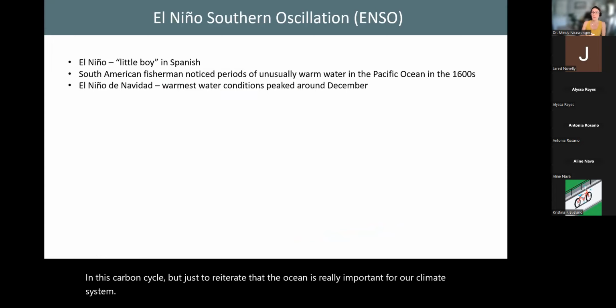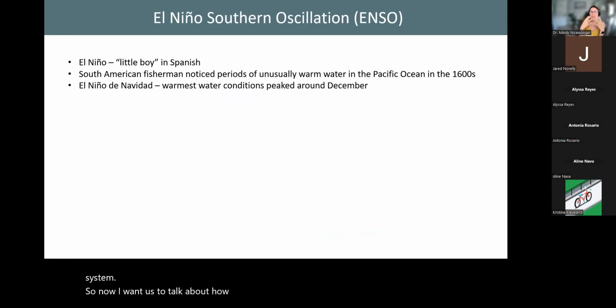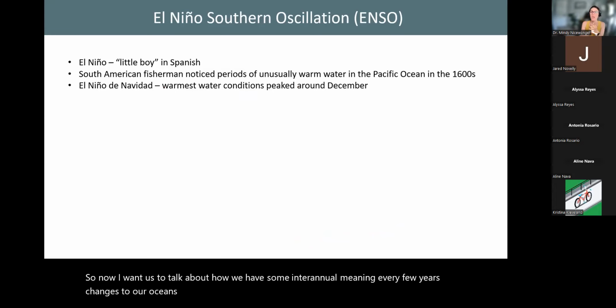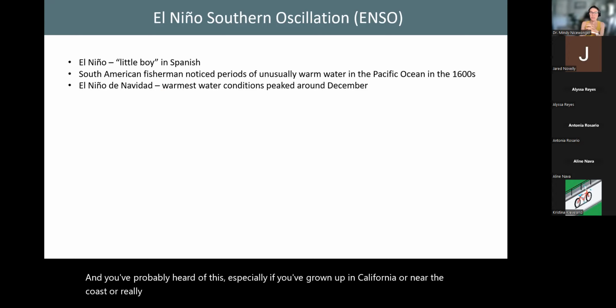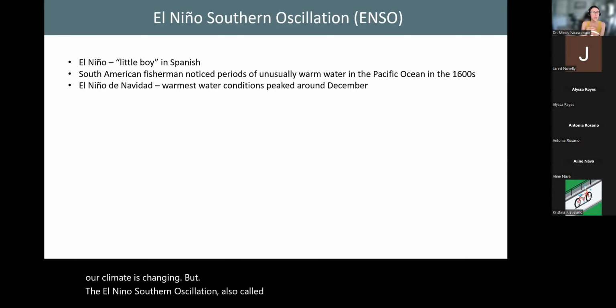So now I want us to talk about how we have some interannual, meaning every few years, changes to our ocean circulation. And you've probably heard of this, especially if you've grown up in California or near the coast, or really anywhere, because it's now so common to use these terms to talk about how our climate is changing. But the El Nino Southern Oscillation, also called ENSO, is this change in our Pacific Ocean circulation.